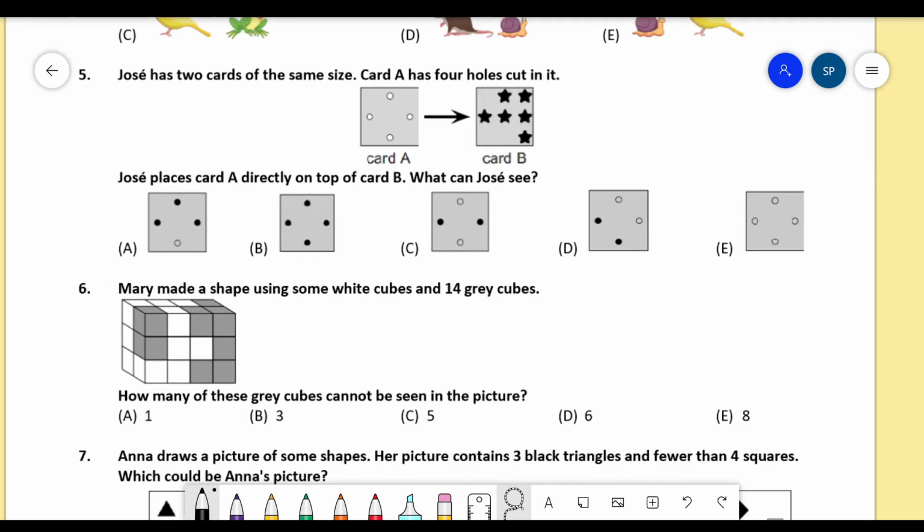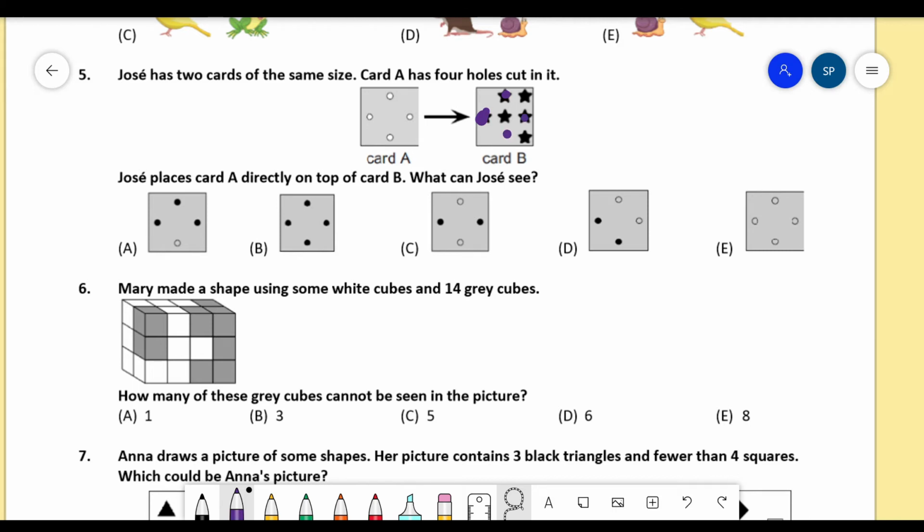5. Jose has 2 cards of the same size. Card A has 4 holes cut in it. Jose places card A directly on top of card B. What does Jose see? Okay, so if we put it that way, there are going to be some holes. One here, another hole somewhere here, another hole here, and then the 4th hole would be there.